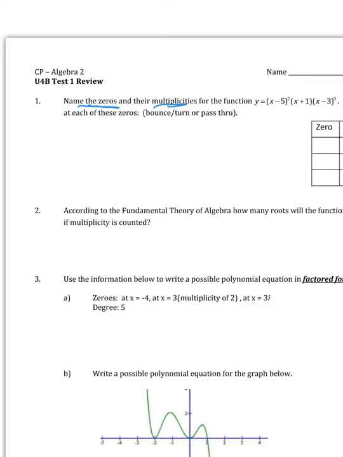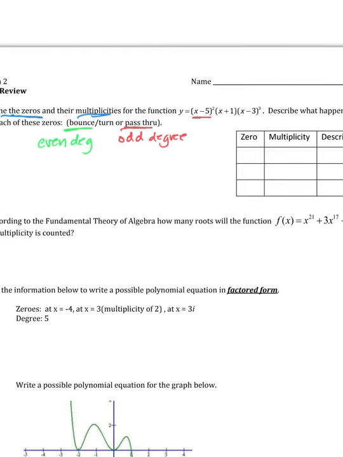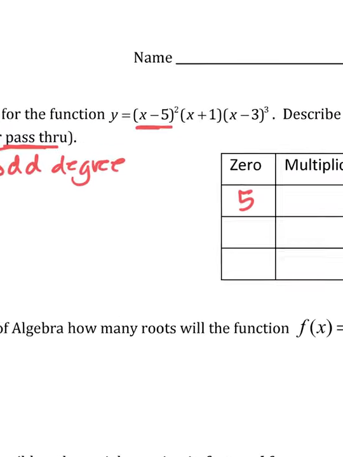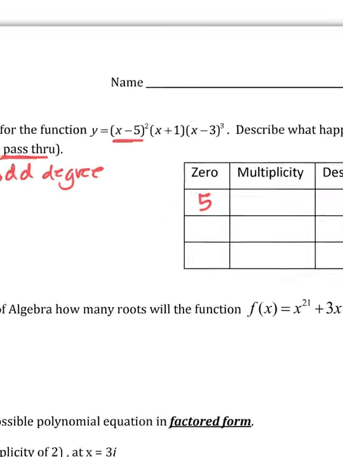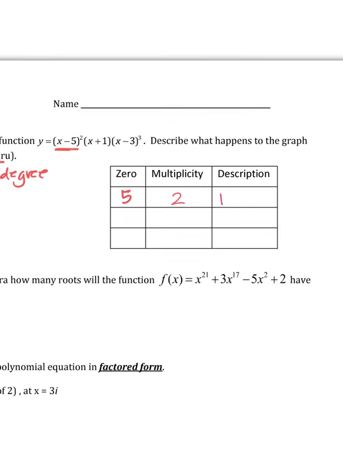And if you recall, a bounce is when we have an even degree, and when it turns or passes through. So again, it passes through when we have an odd degree to the 0. Okay, so the first one, x minus 5. So the 0 is the opposite of that. It would be 5. And if you look at that degree of 2, that means the multiplicity is 2. And when it is even, it bounces.